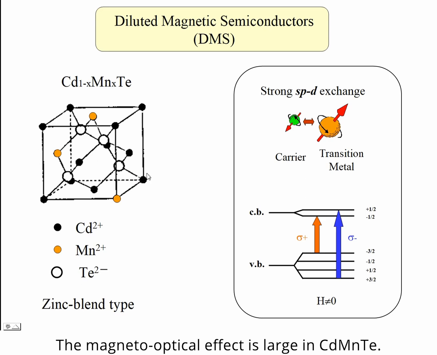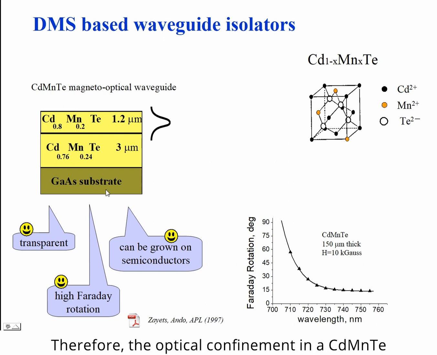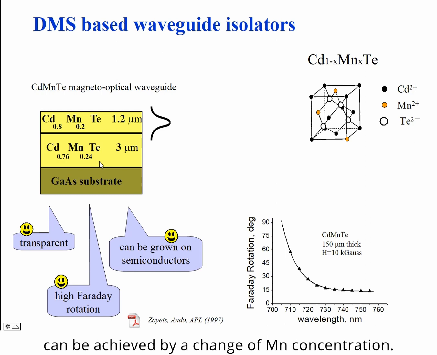The magneto-optical effect is large in cadmium-manganese telluride. As you can see here, it's comparable to that of the garnets. As in any semiconductor, the refractive index of cadmium-manganese telluride increases when the light wavelength becomes close to the band gap. Therefore, the optical confinement in cadmium-manganese telluride can be achieved by change of manganese concentration.